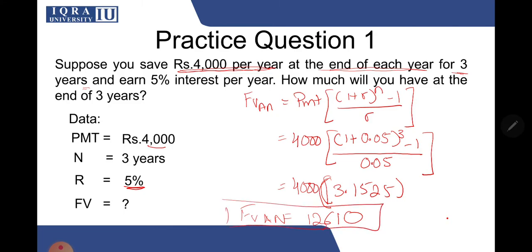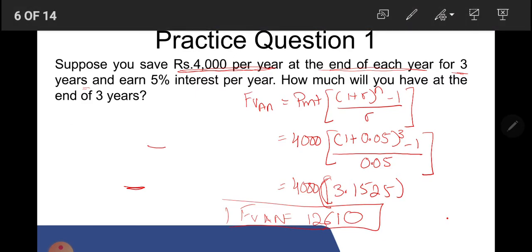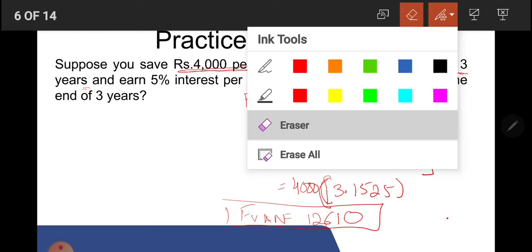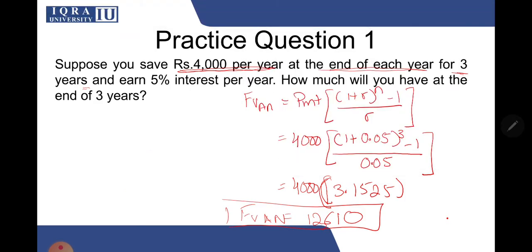You see, instead of calculating the 4,000 3 times, we just used this formula and it gave us the value together. I'll also explain this through a timeline. So what has happened over here is, this is how your cash flow will look. You have 4,000 at the end of each year, and you want to know its future value at the end of the 3rd year. So you want the future value over here.